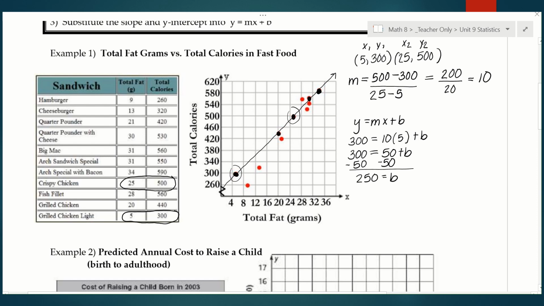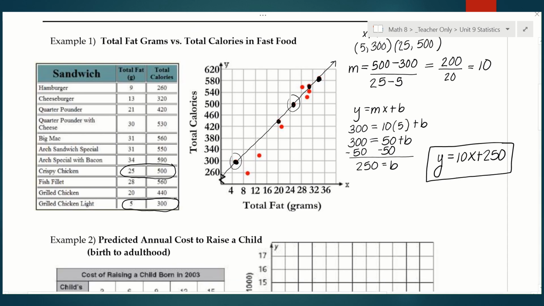Now, if you look at my line that I drew, it kind of looks like it would be 250, doesn't it? It's going to kind of go right under that 260 there, so it makes sense. So my last step is just to put this all together. So the equation of my line of best fit would be y equals 10x plus 250. Okay, so we're not going to do anything with it just yet, but down the road, we'll be using that equation to figure out some predictions, like I was saying before. Okay? All right, so let's look at example 2.